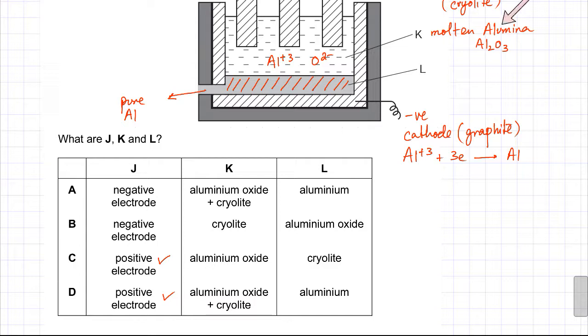For K, we already mentioned it's molten aluminium oxide, plus cryolite is also added. So it's going to be this last option. And the last thing was L. L over here is your aluminium, the molten aluminium that is produced when the aluminium ions get reduced at the cathode. So that is L. Hence, this last option, option D, is going to be the correct option for this particular question.